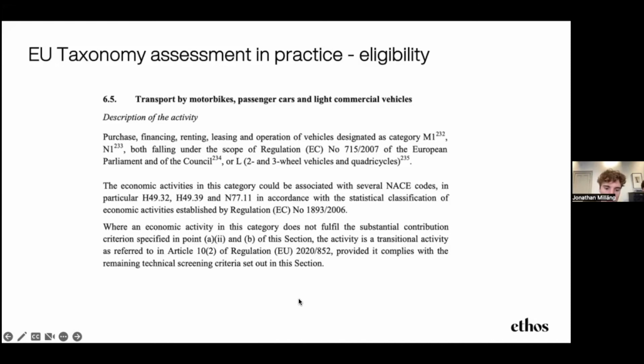In this case, it's about purchasing, financing, renting, leasing, and operation of vehicles under certain categories, which is basically motorbikes, passenger cars, and some larger cars like minivans. The activity also gives you some guidance in terms of NACE codes, but this should never exclude your activities, because it's just to be seen as guidance. And this activity is also a transitional activity, as mentioned before in the presentation.